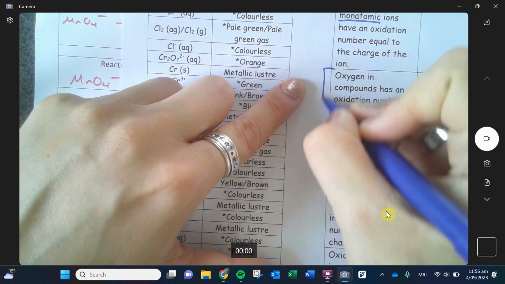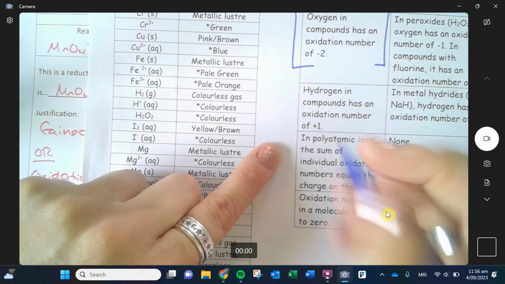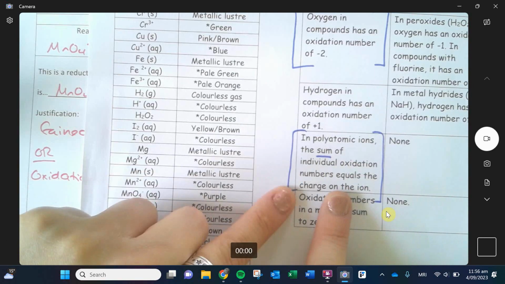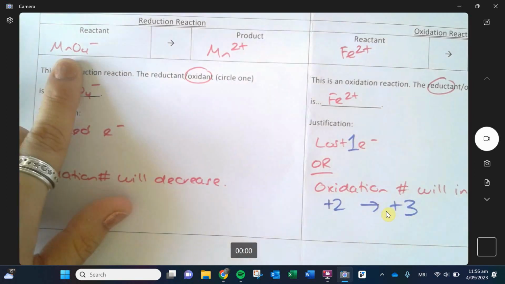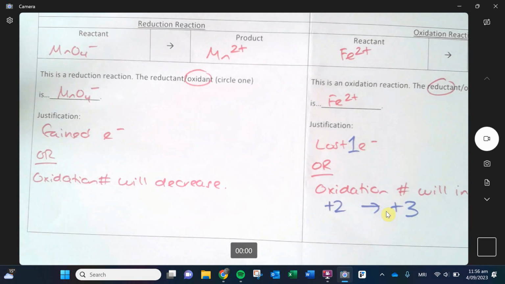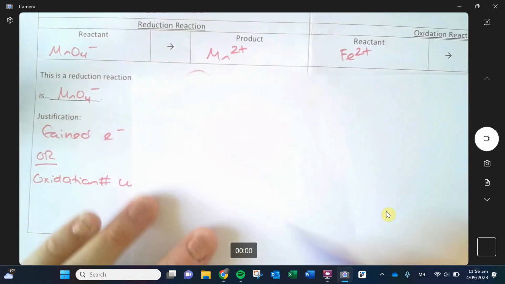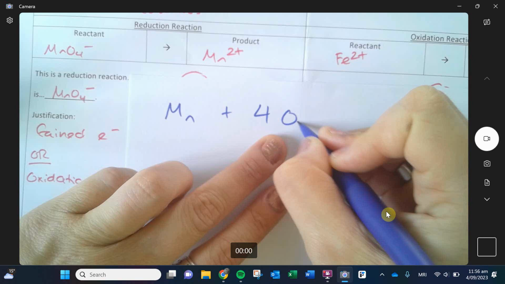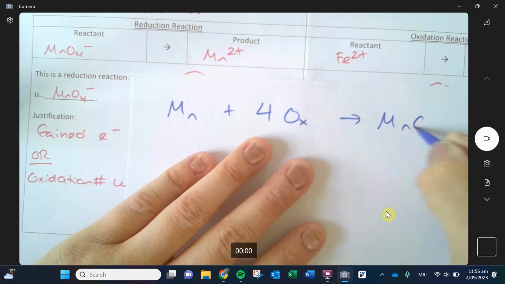I'm going to use this rule over here. Oxygen has an oxidation number of -2. And I'm also going to use this rule over here. Polyatomic ions, the sum of the individual oxidation numbers equals the charge of the ion. So let me show you what that means. I'm going to get another piece of paper. With my permanganate, what those two rules together mean is that I have Mn and I have 4 oxygens, and I'm going to write oxygen as OX, so that way it doesn't look like 40. And those two together make my permanganate, MnO4 minus.